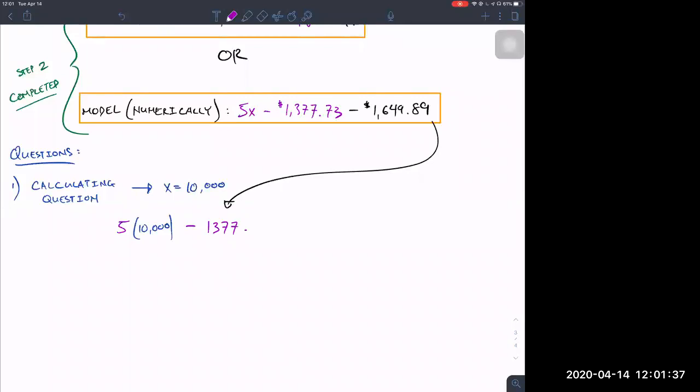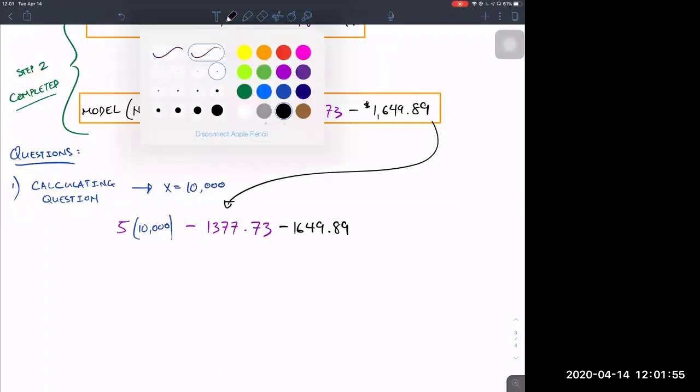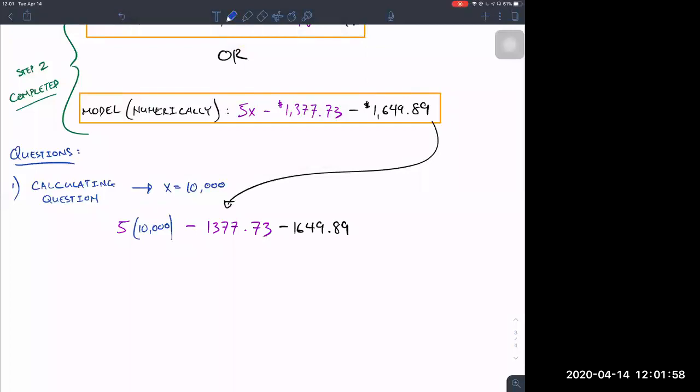137, I'm going to drop the dollar sign now, minus 1649.89. So you take the time to do that. And then what happens is that this expression now equates to, I have this written down here, $49,972.38. So that's the outcome, and this is a positive outcome.